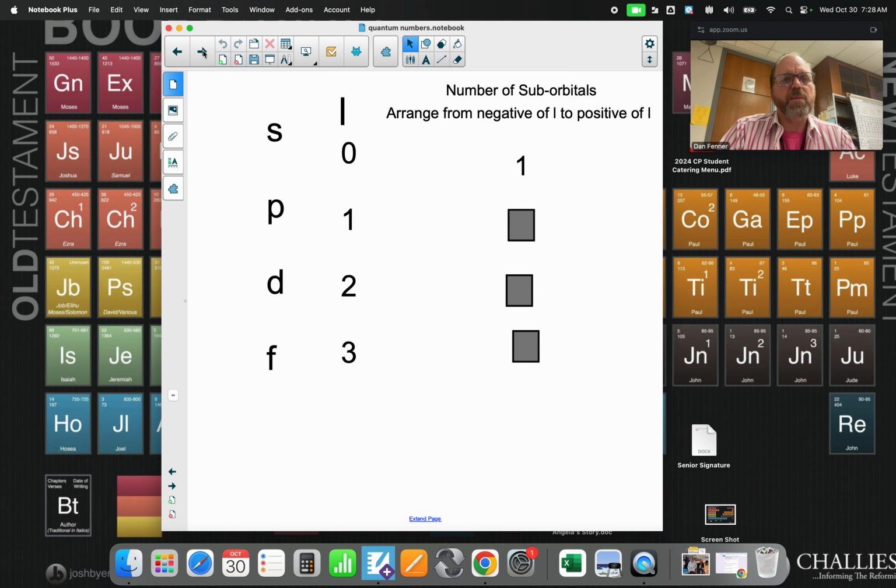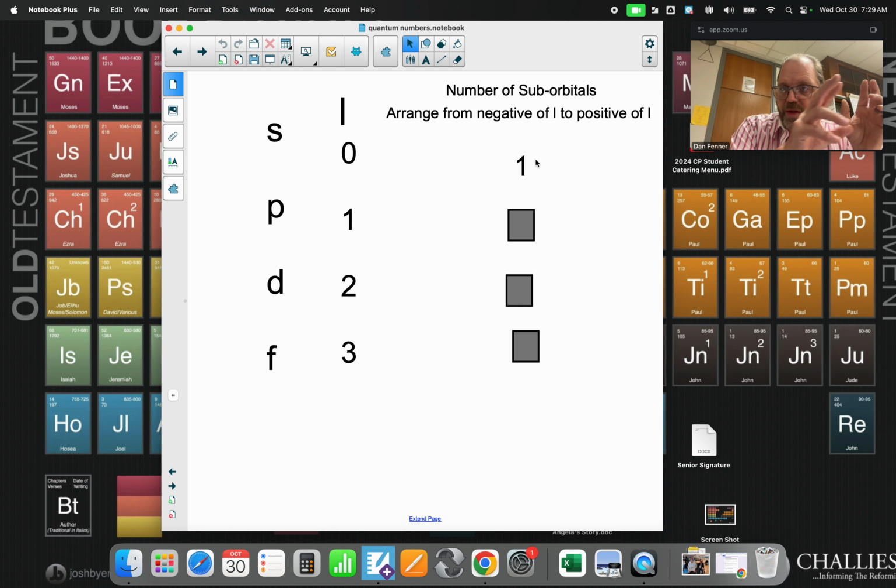All right, so when we do this, we need a number here, and S, P, D, and F are letters, not numbers. So whenever we talk about L, if it's S, it's 0. If it's P, it's 1. If it's D, it's 2. F is 3.